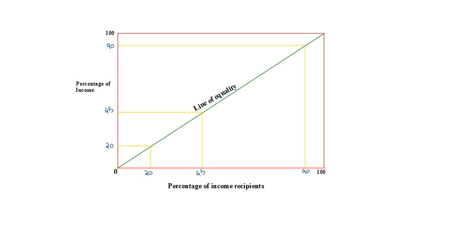Supposing we look at this 20%, it basically implies 20% of income is going in the hands of 20% of the population. 45% of national income is going in the hands of 45% of the population, and 90% of the national income is going in the hands of 90% of the population. So this basically shows that there is equal distribution of income.